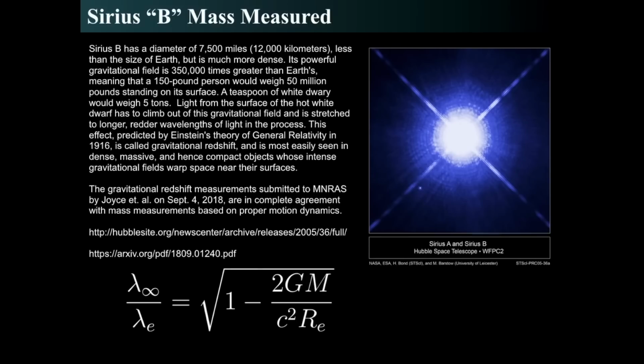That's really very heavy. The light, therefore, from the surface has to climb out of a very strong gravitational field, and in so doing, loses energy and gets stretched to longer wavelengths. And this is predicted by Einstein's theory of general relativity, and it's called gravitational redshift. And that happens around massive, dense objects. So they warp space-time around them, and in so doing, they change the wavelength.